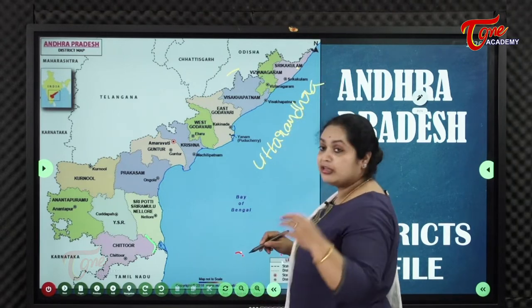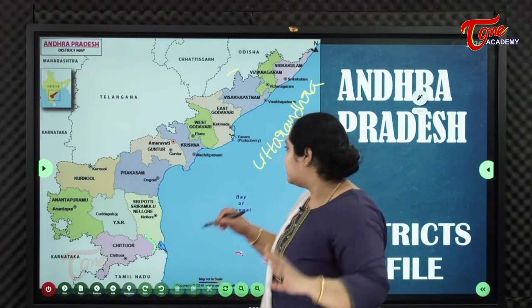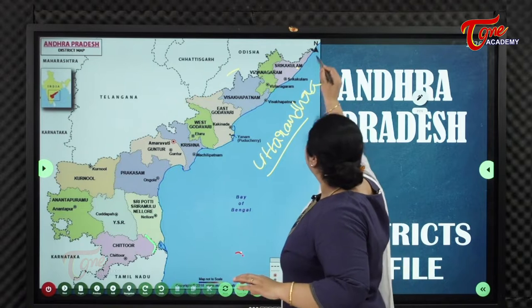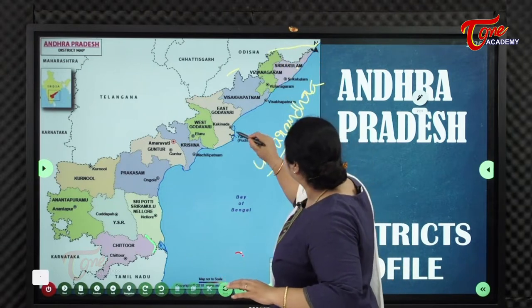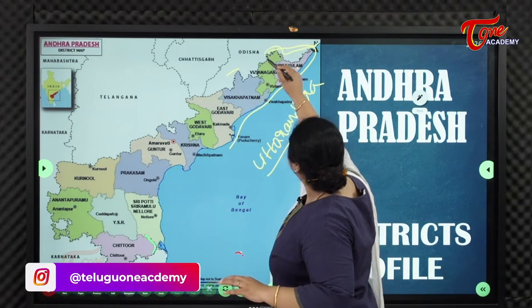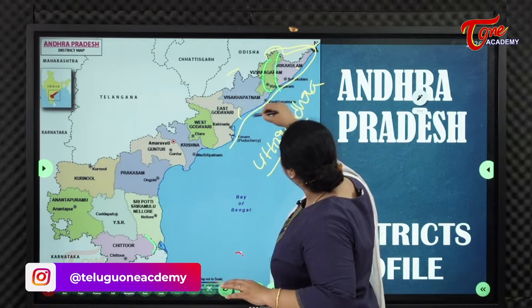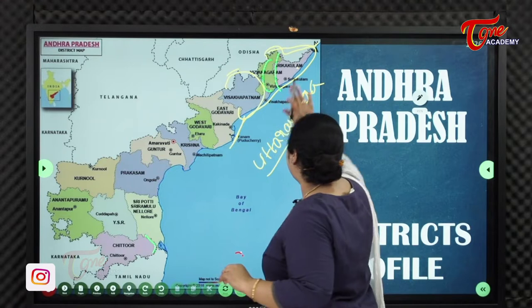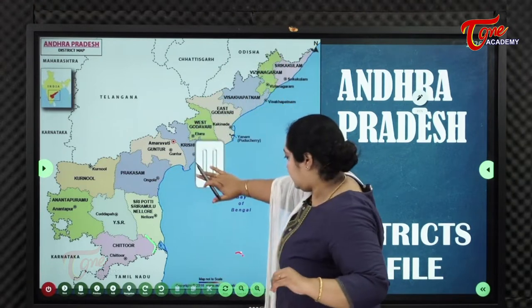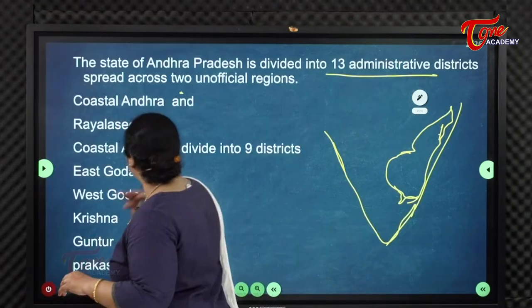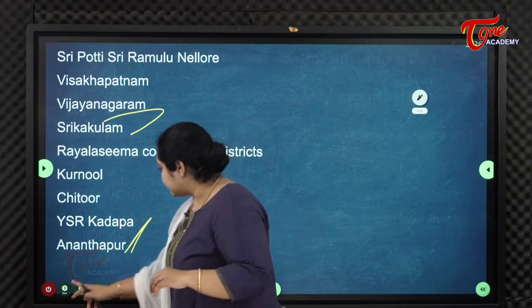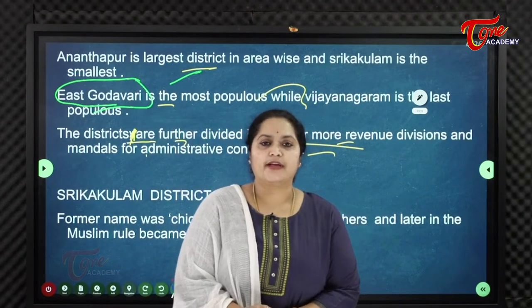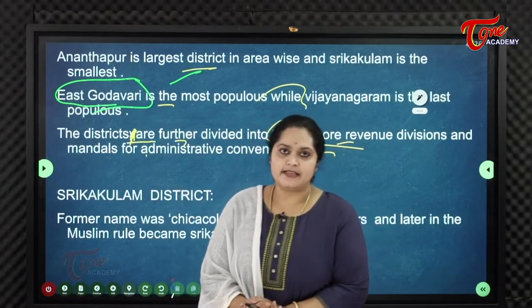Uttar means north direction, so Uttar Andhra means the north coastal districts. Srikakulam, Vijayanagaram and Vishakhapatnam come under the north coastal districts of Andhra Pradesh. Now we will look at Srikakulam district and its details.